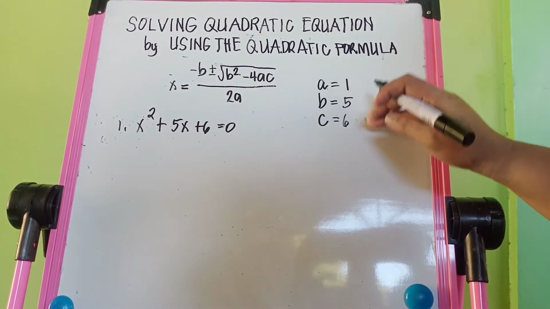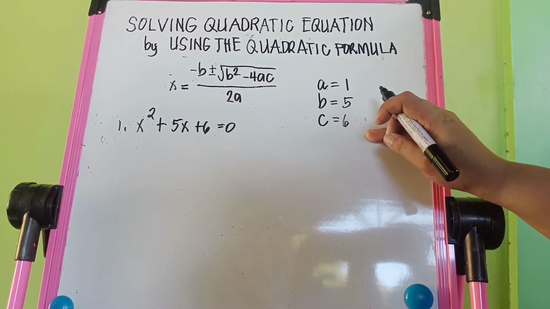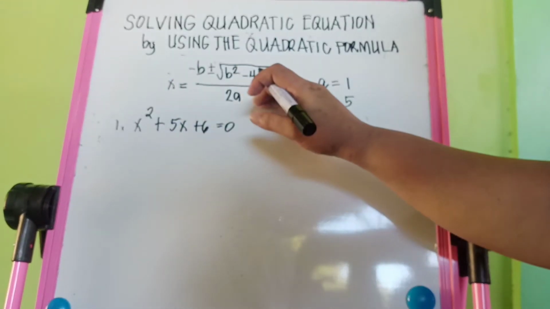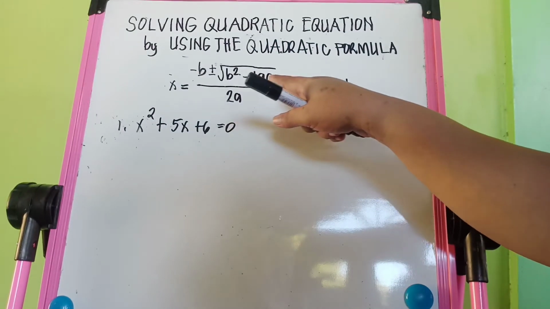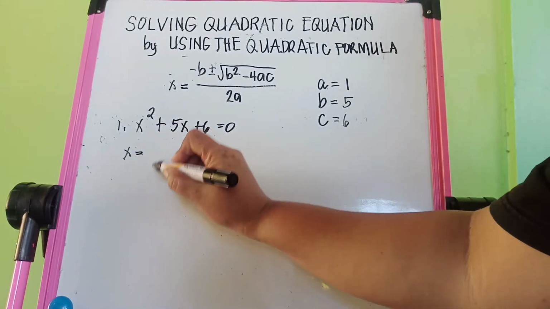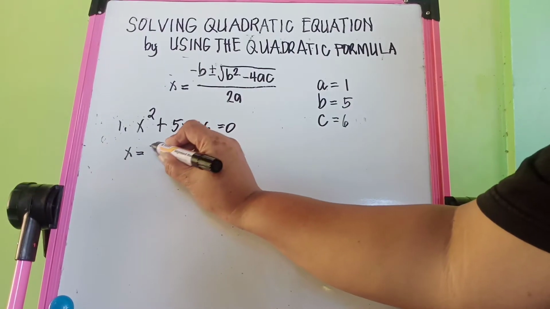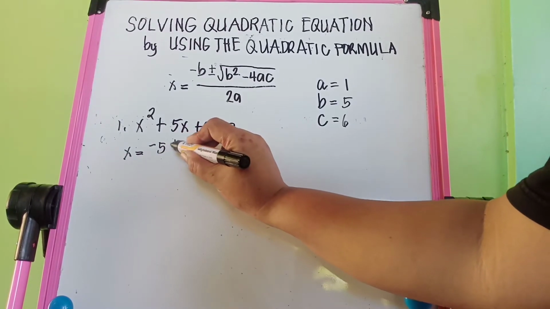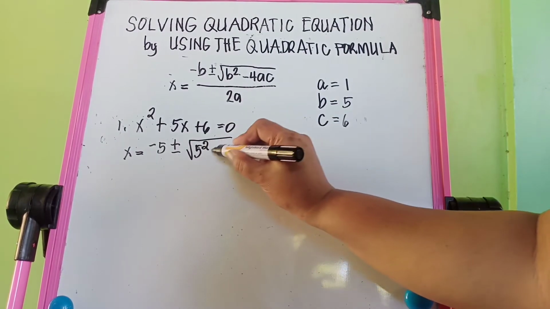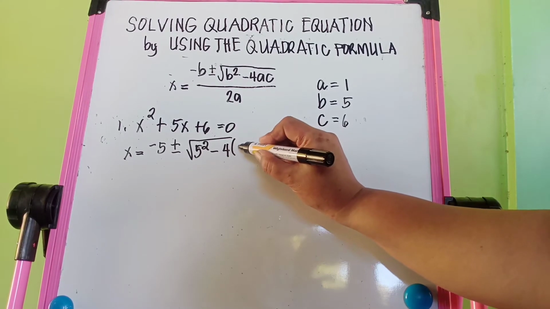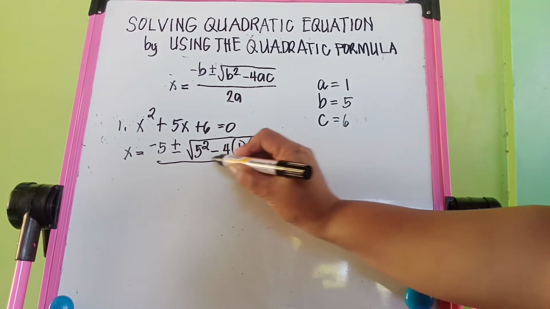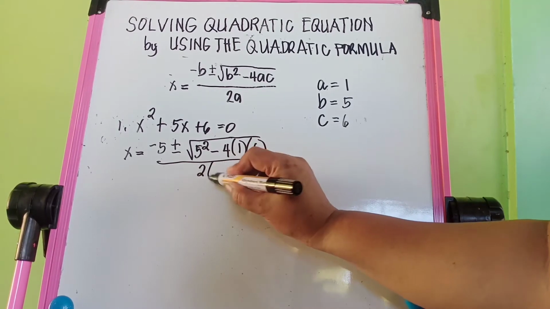Okay. So, after nating ma-identify ang value ng a, b, and c, pwede na tayo ngayon mag-solve using the quadratic formula. So, susundan lang natin ito. Papalitan lang natin ang mga letters na yan ng mga numbers na ito. Okay? So, number 1, we have x is equal to, ang negative b is negative 5 plus or minus square root of b squared is 5 squared minus 4 multiplied by a is 1, then multiply by 6 all over 2a. So a is 1.